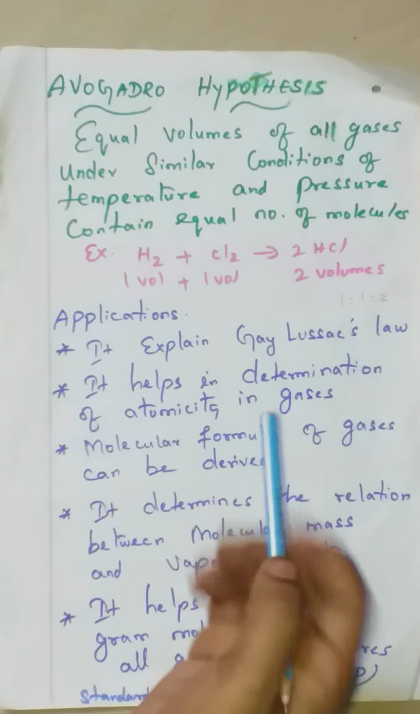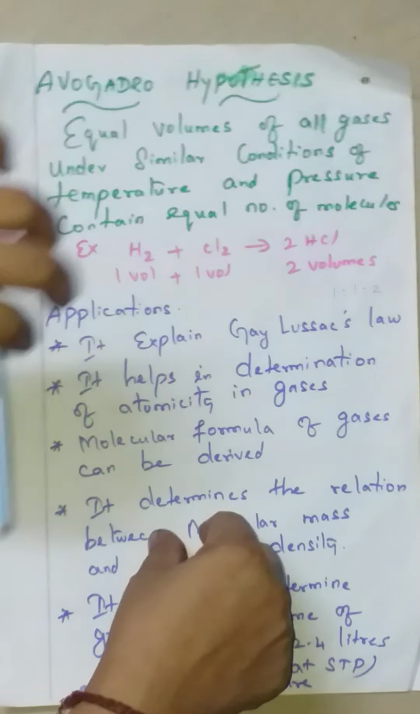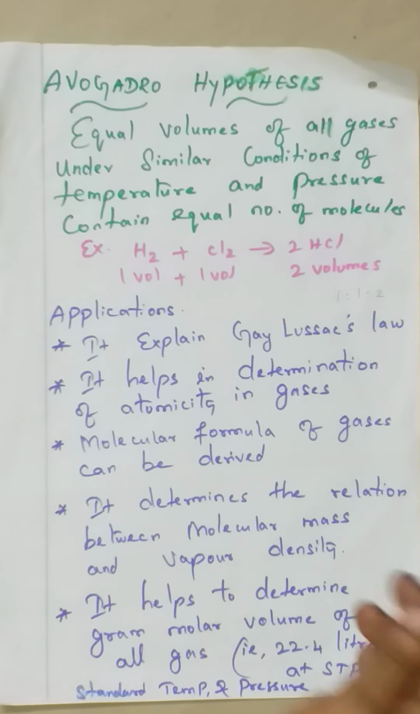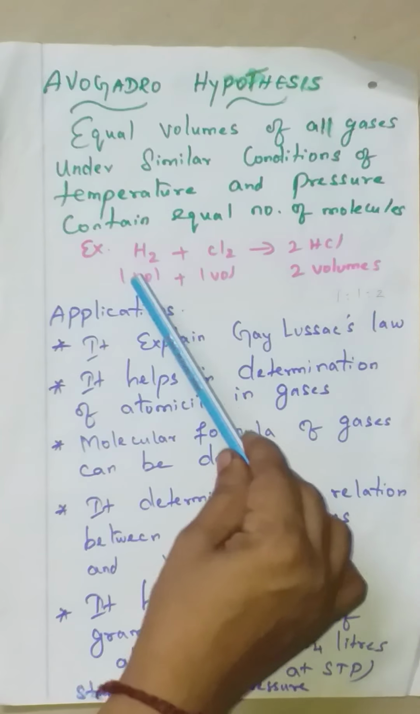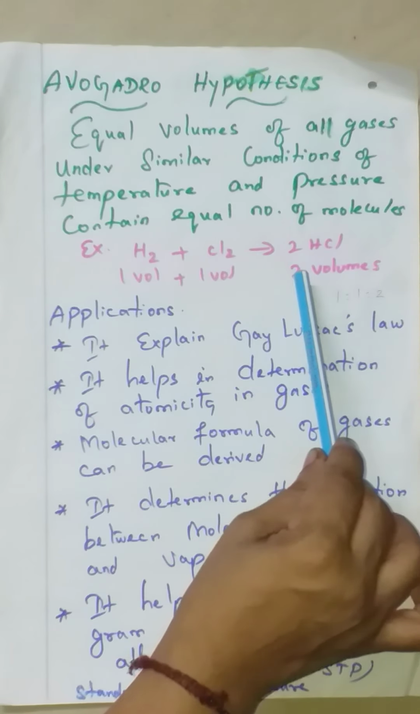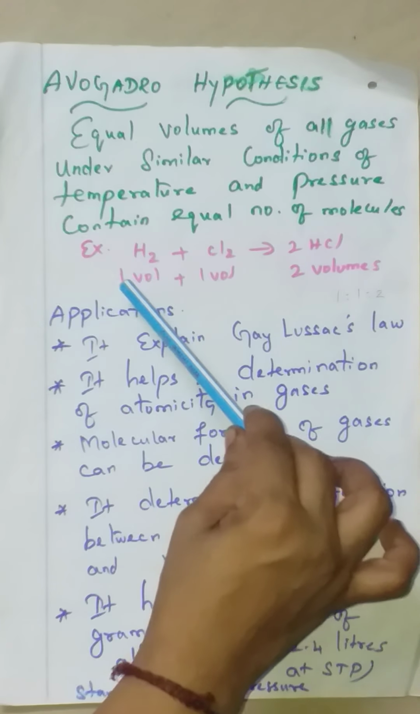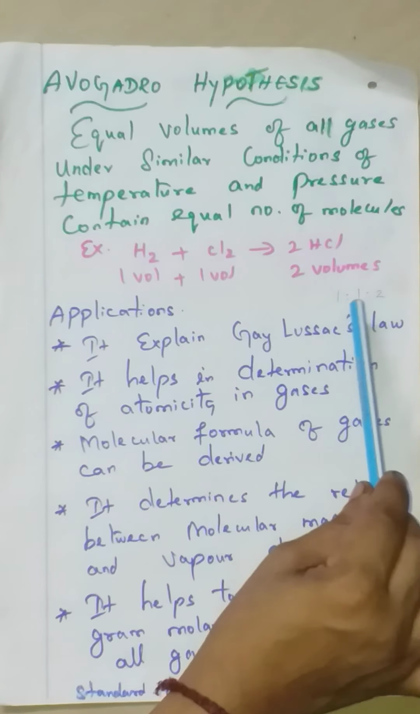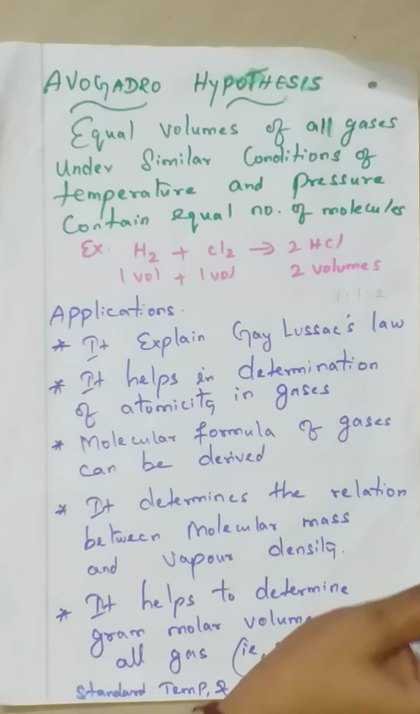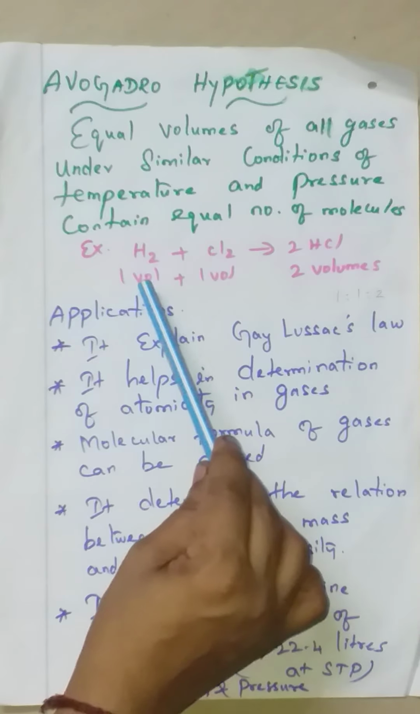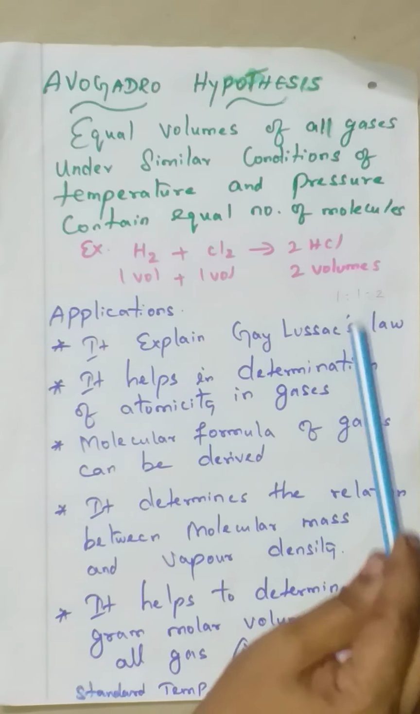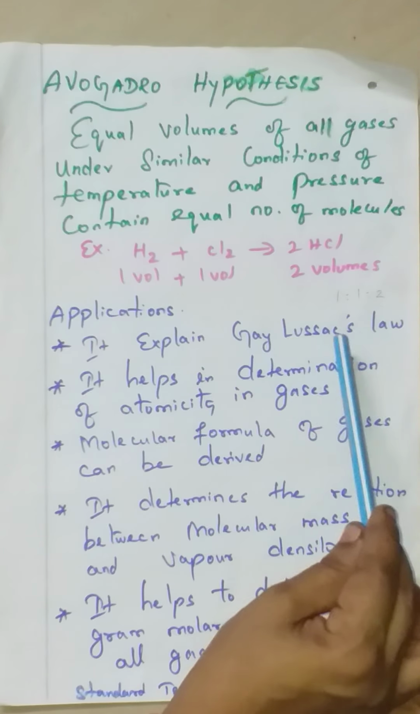Whenever gases react, Gay-Lussac explained that the volumes of the reactants and the volumes of the products bear a simple numerical ratio. That is 1:2. That's all. So here also, in place of volume, we are using the term molecule. So Avogadro's first application is that it explained Gay-Lussac's law.